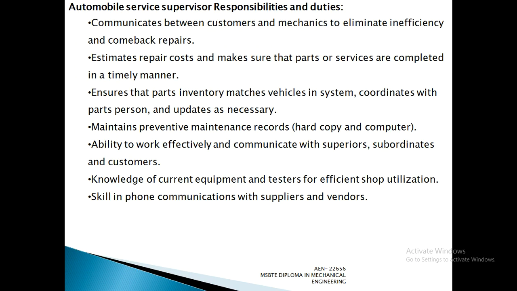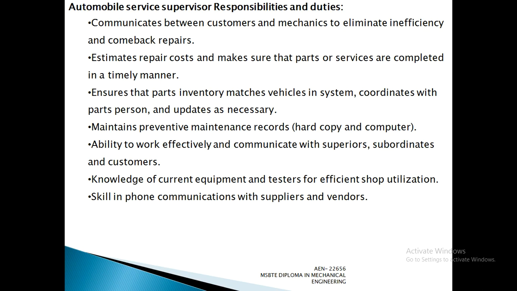Next, these are some of the persons, that is the automobile service supervisor, who gives a service or maintenance while you are at a service station. So what are his duties and responsibilities? Below are the duties and responsibilities. Communicates between customers and mechanics to eliminate inefficiency and comeback repairs. That is, whenever a customer has a problem, he or she communicates it to the service supervisor, and that has to be communicated in a proper way to the mechanic.